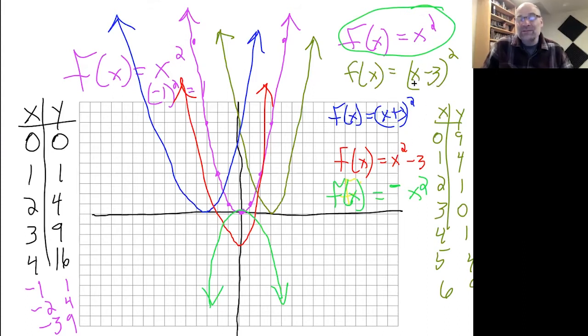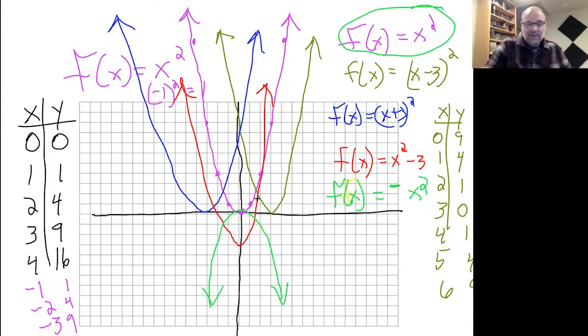So if you add or subtract something inside the parentheses up to the x before you square it, that's a horizontal shift. If you add or subtract something after you square it, that's a vertical shift. If you negate it, that is a flip. So you're shifting, you're flipping, and yeah. So what else do we got? That's it for the parabolas.